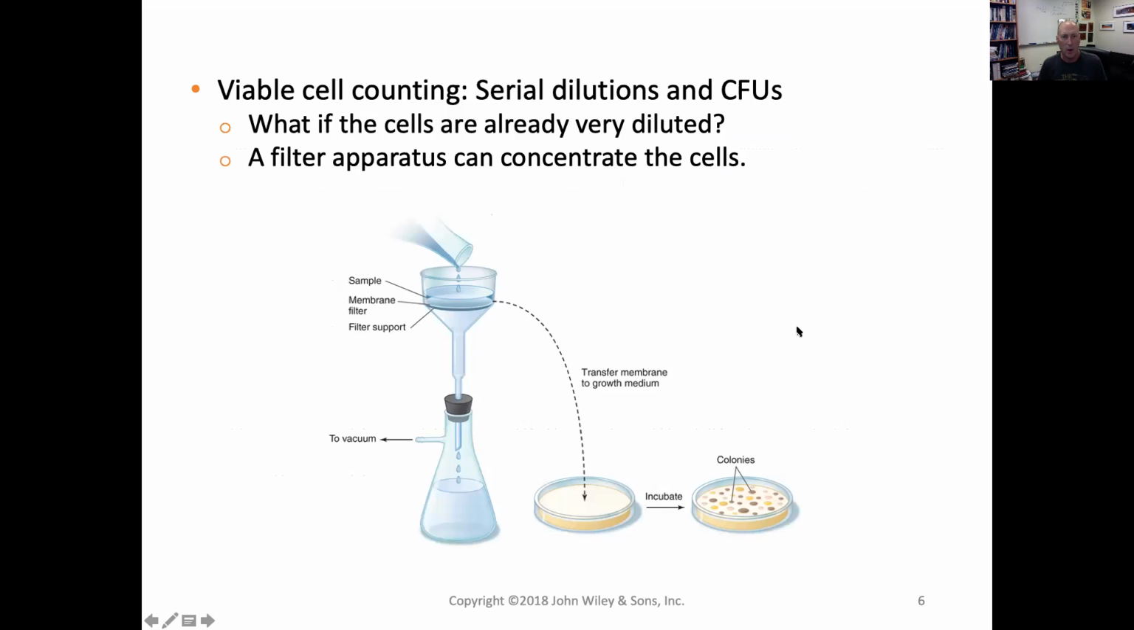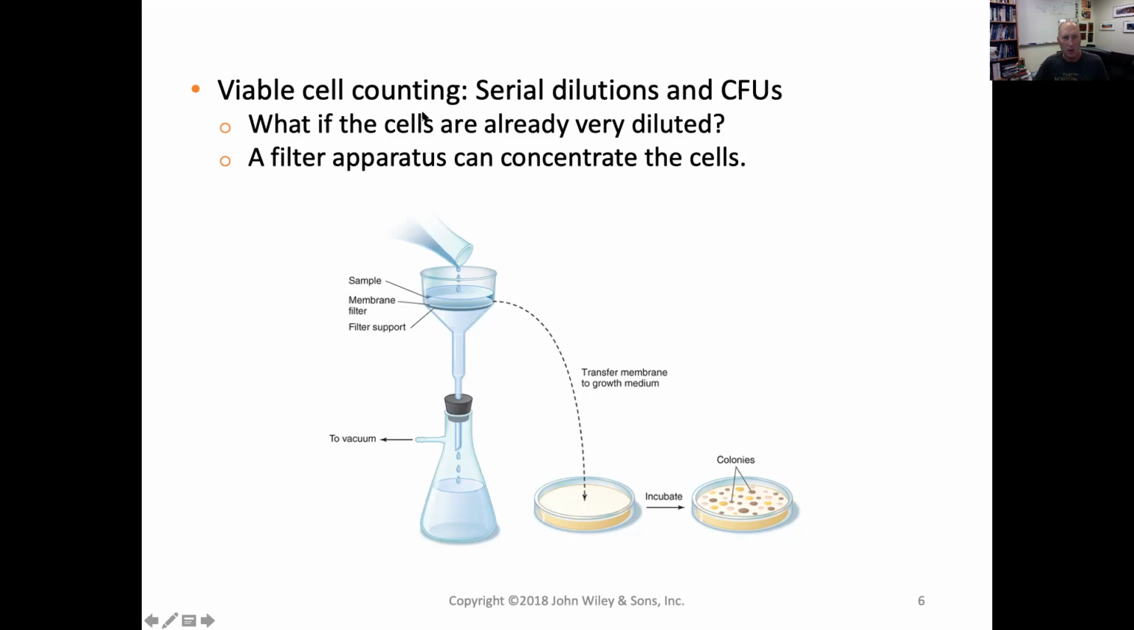Okay, here's a question for you. What if the cells are already very diluted? Or essentially, what if the concentration of cells in your sample is less than like 1 per mil, right? And this might be if you were doing like environmental water sampling or something, and it was fairly clean water.